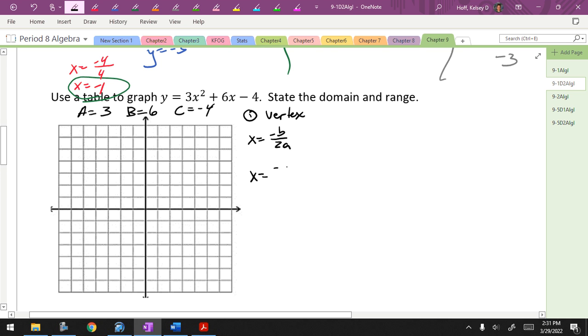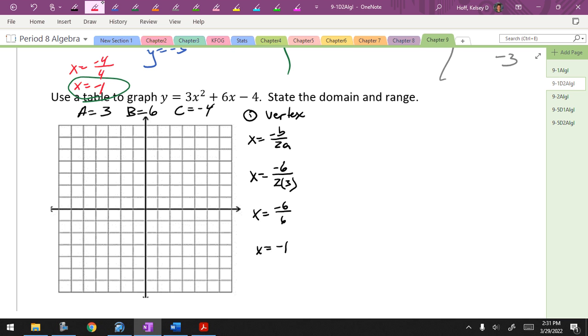X equals negative 6 over 2 times 3. X equals negative 6 over 6. X equals negative 1. Now what do I do with that? I'm going to stop for 1 second. We're going to use the vertex here.